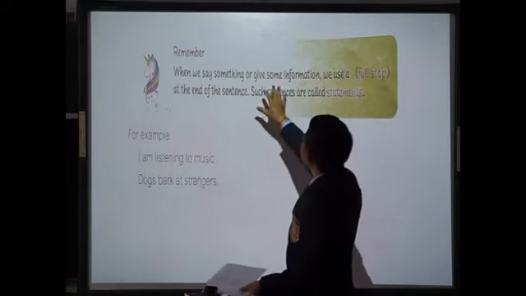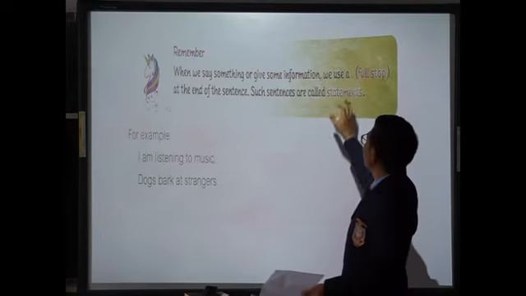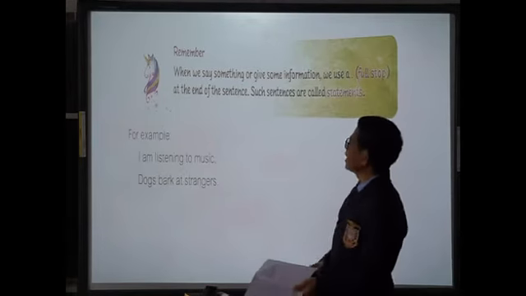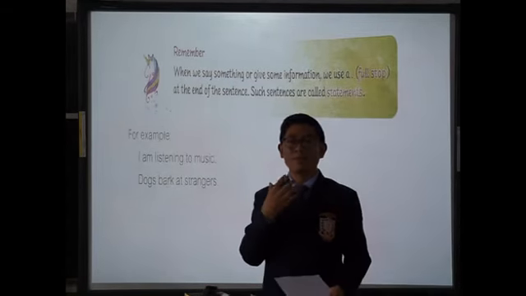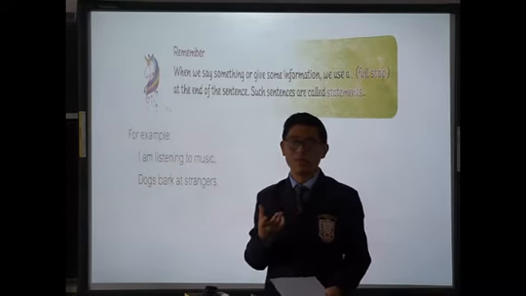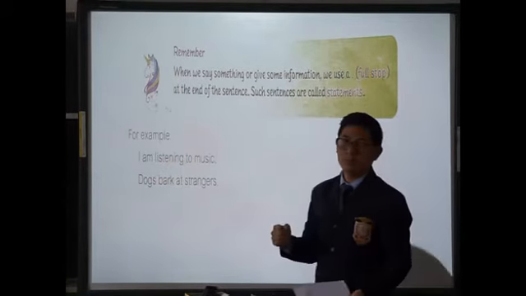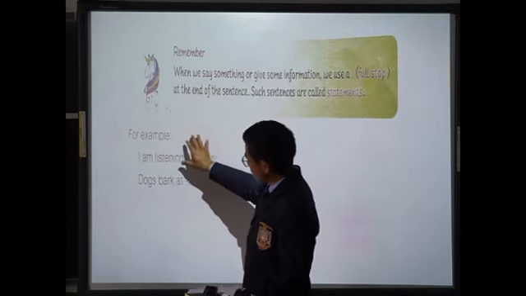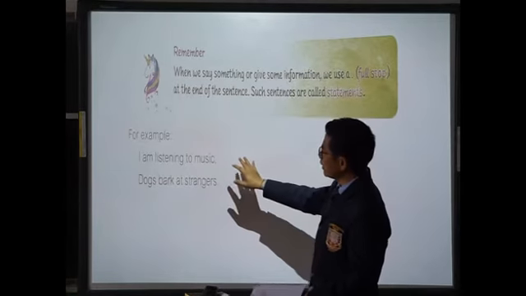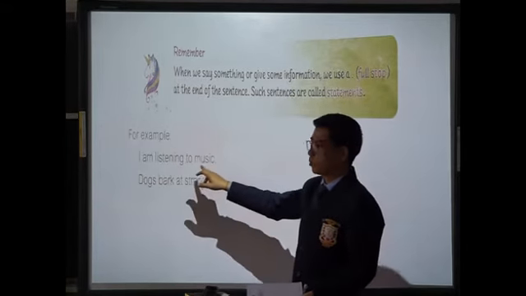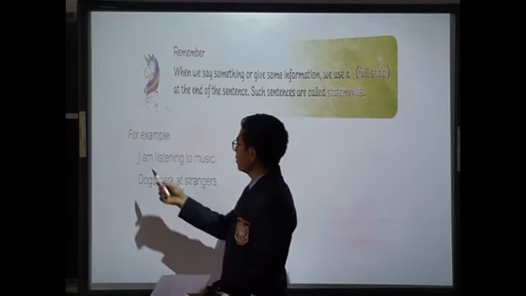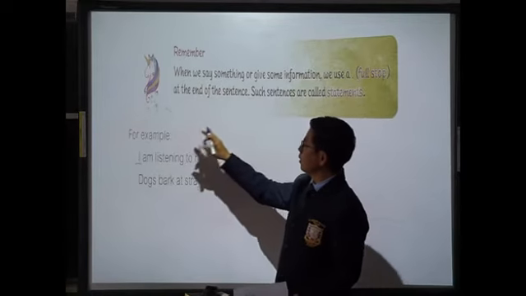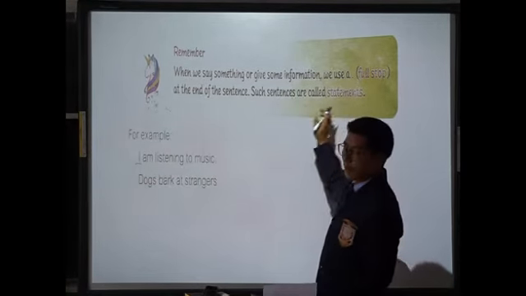When we say something or give some information, we use a full stop at the end of the sentence. And such sentences are called statements. So when we say, for example, I am eating lunch, and when you give some information, here is my sister's phone number. Another example: I am listening to music, starting with a capital letter and ending with a full stop. You can see the full stop out here. So this kind of sentence is called a statement.